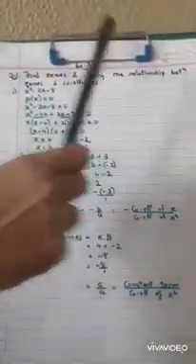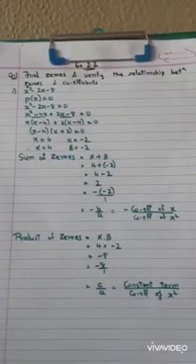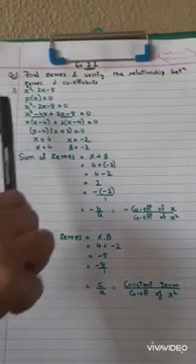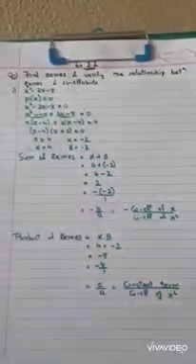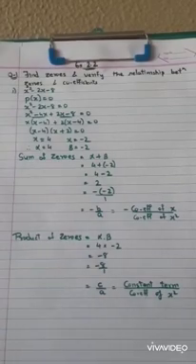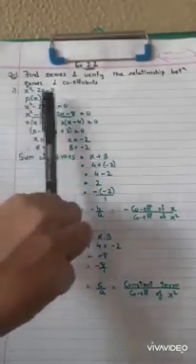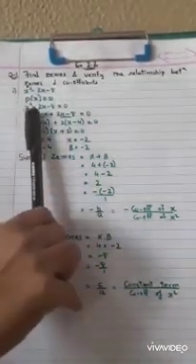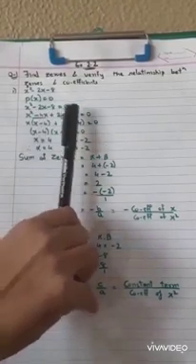Now, exercise 2.2. The question is: find the zeros and verify the relationship between zeros and coefficients. Students, you have already learned in standard 8th and 9th how to find the zeros. Now the question is x square minus 2x minus 8. First of all, we are going to find the zeros. Whenever the question is to find zeros, it should immediately come to your mind that p of x equals 0. P of x means the polynomial. The polynomial is x square minus 2x minus 8 equals 0.